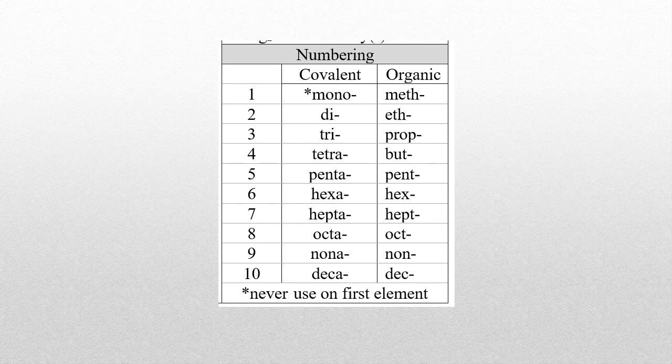Start by finding the covalent numbering data table on your formula sheet. Then, by covalent, I would probably make a note that says "ide," since covalent molecules always end in "ide." And I would probably write two nonmetals, since covalent molecules are always comprised of two nonmetals.